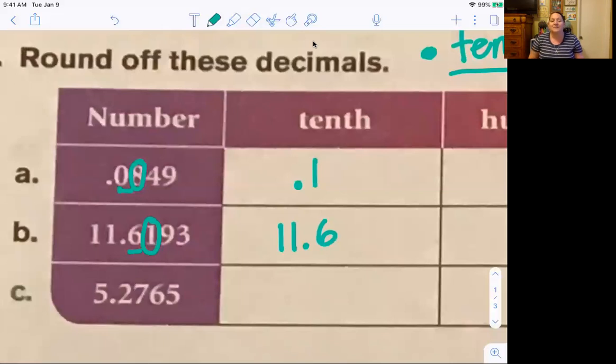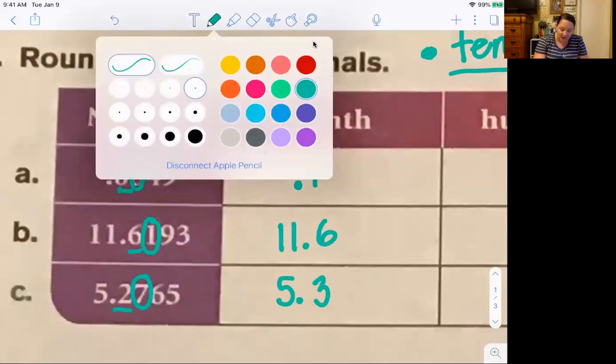And we don't need any of those other numbers. Letter C, 5.2765, or 5 and 2,765 ten-thousandths. What number's in the tenths place? The 2. Good. That means the 7 is going to round up or stay the same. What's that 2 going to do? That 2 is going to go up because a 7 is bigger than a 5, right? So 5.3.